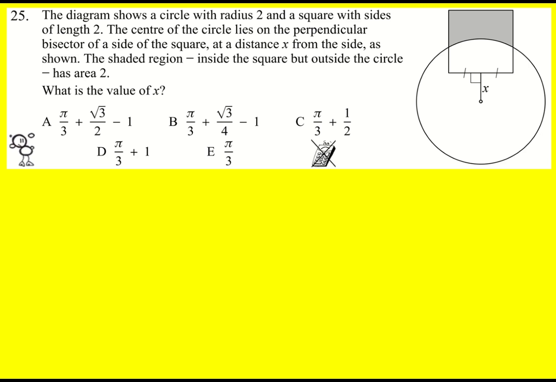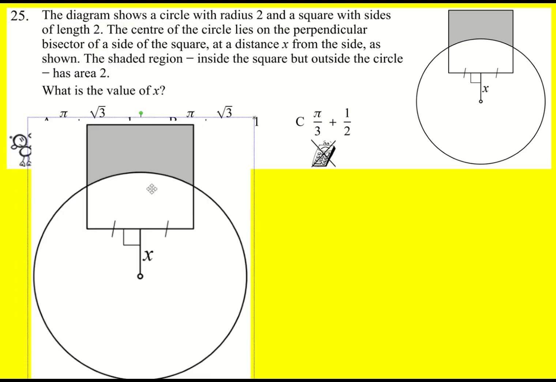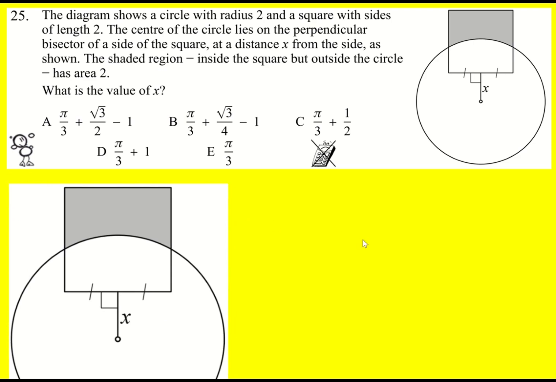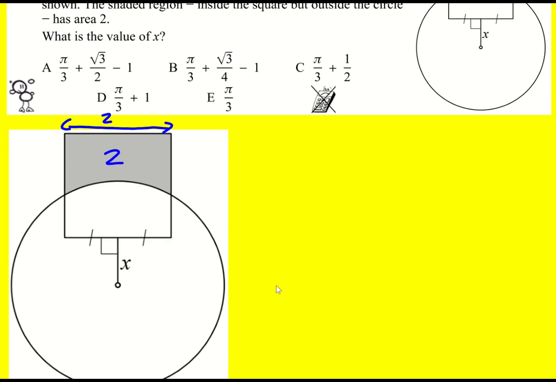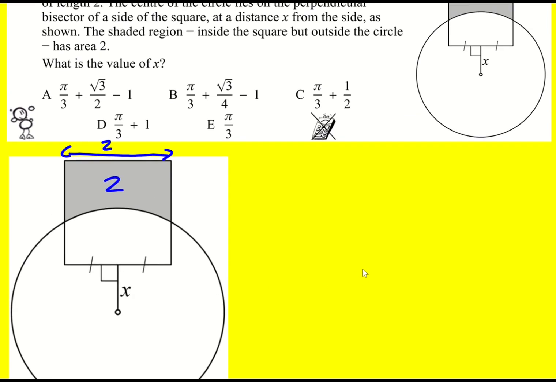There's a lot going on in this question. I'm first of all going to get a bigger diagram and then start adding in some of the key information. We've got that the square has sides of length 2, so I'm going to put a 2 there, and also the area of the shaded region is 2. And we have that the radius of the circle is also 2.